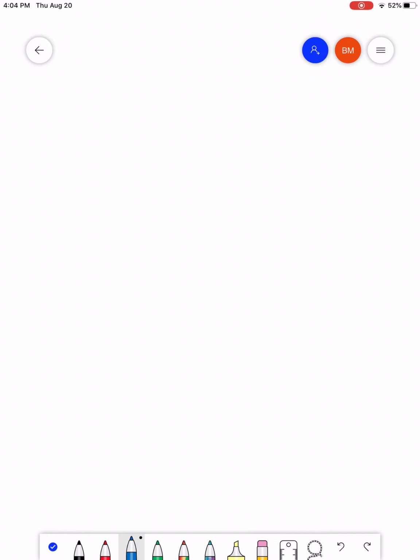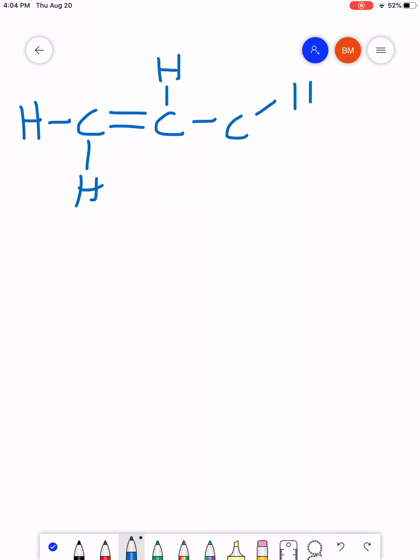All right. Let's do another one. Let's say we had this. In this case, we're starting off having a positively charged carbon. You can see it's got an incomplete octet, so it's got a positive charge.